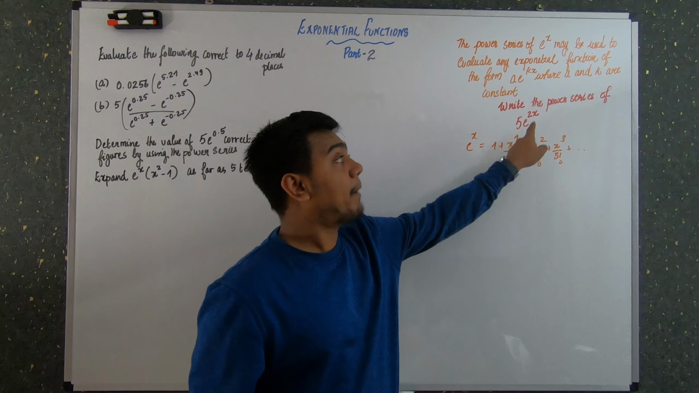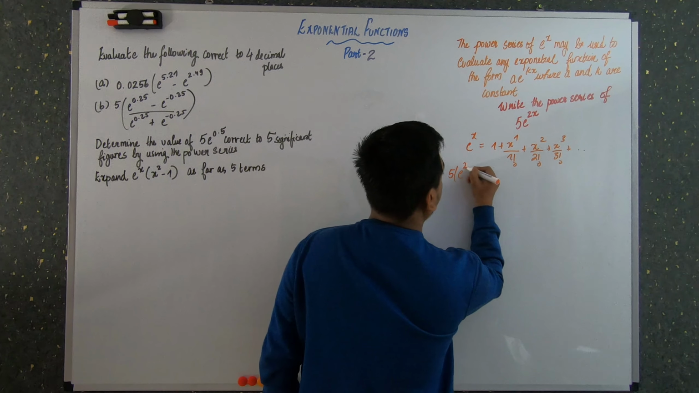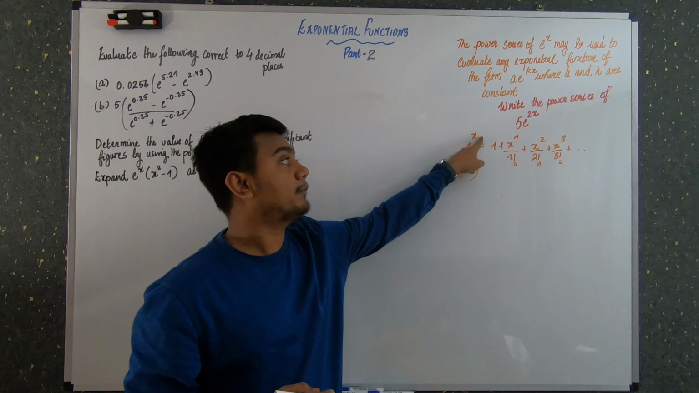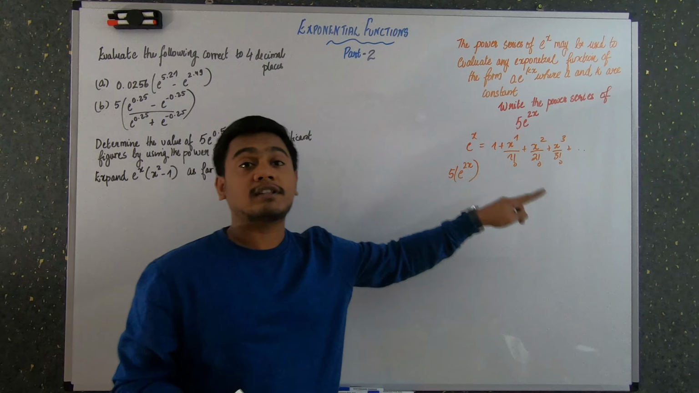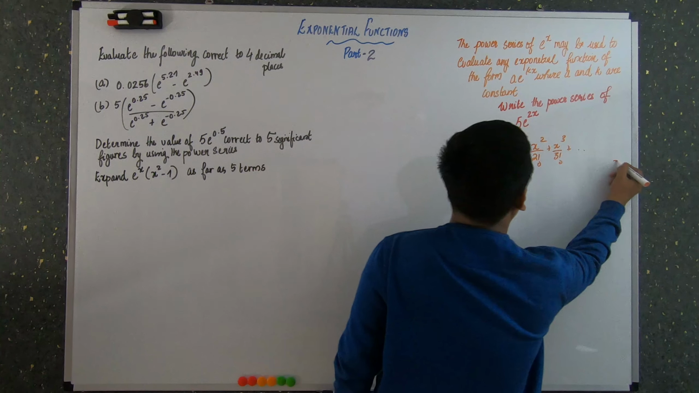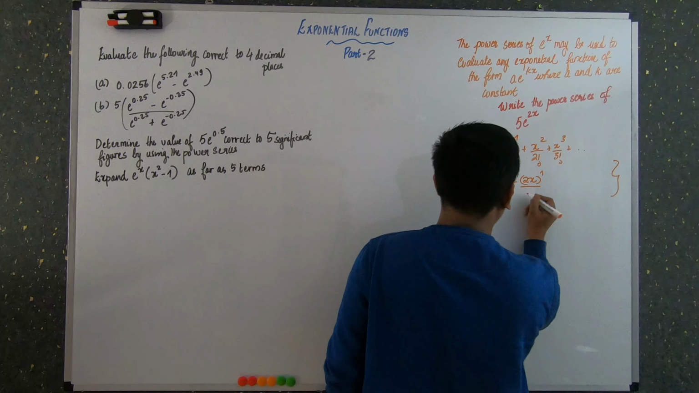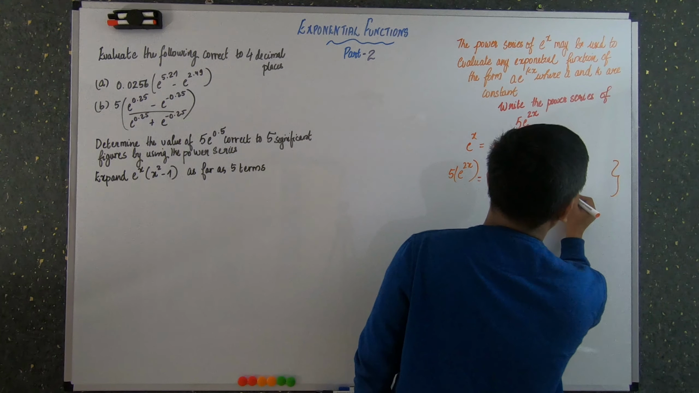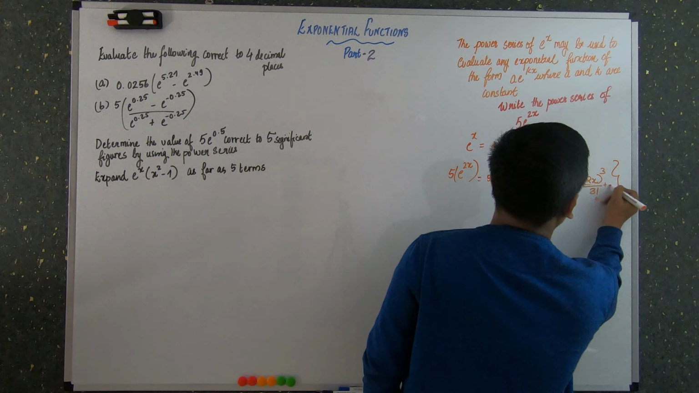Write the power series of 5 into e raised to 2x. What is the difference between this series and that series? Here the raised-to term is x, and here it is 2x. So for x you have to substitute 2x in these equations. 5 is common for everything. So 1 plus 2x whole raised to 1 by 1 factorial, plus 2x the whole square by 2 factorial, plus 2x the whole cube by 3 factorial, and so on.